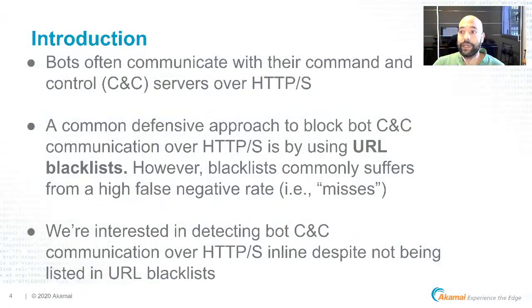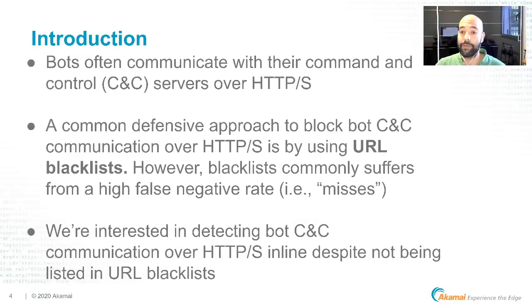Bots often communicate with their command control server over the HTTP or HTTPS protocol. Therefore, a common defensive approach to block botnet command and control communication over these protocols is by using URL blacklists, so that if a bot attempts to communicate with its command and control server by reaching out to its URL, and that URL is known in advance and listed within a URL blacklist, then we can block the communication.